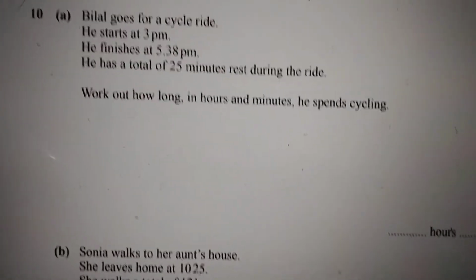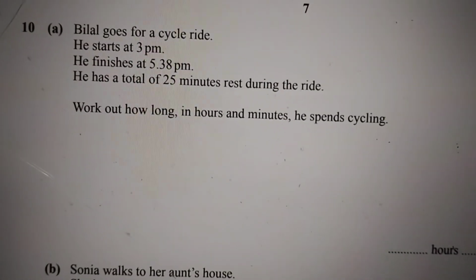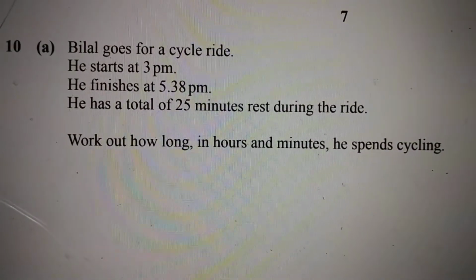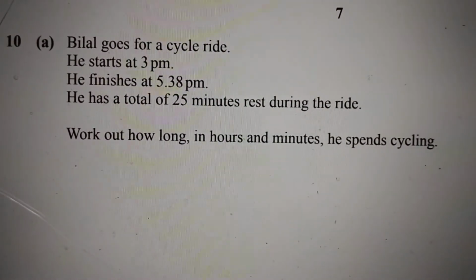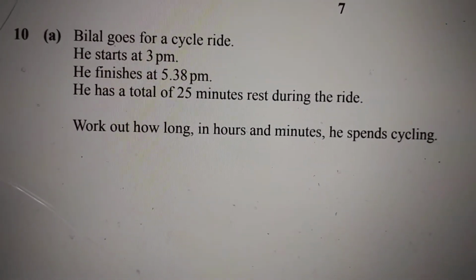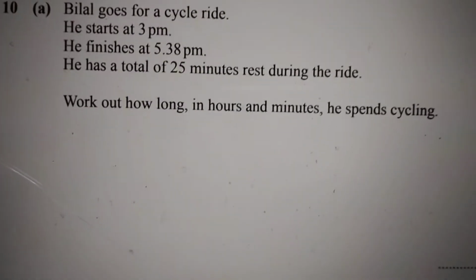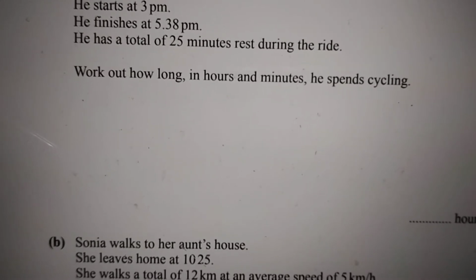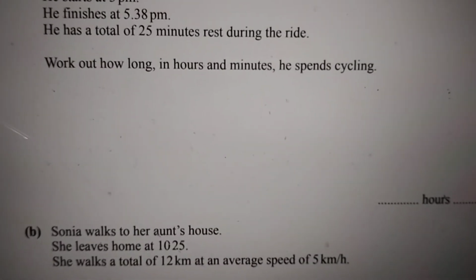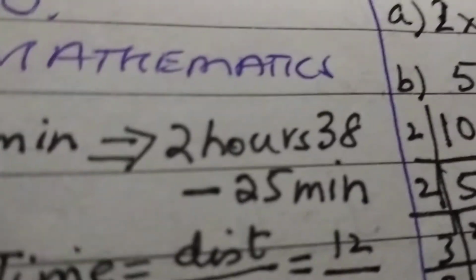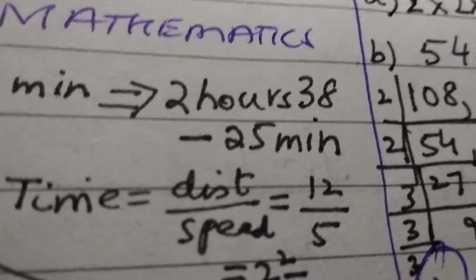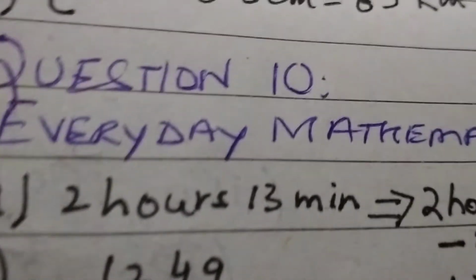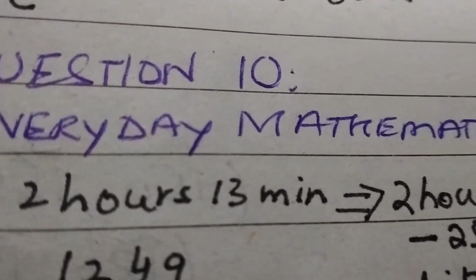Question number 10 is an easy one related to time. Bilal goes for a cycle ride, starts at 3 and finishes at 5:38 p.m. He has a total of 25 minutes rest during the ride. Work out how long in hours and minutes he spends cycling. From the 2 hours 38 minutes, I have subtracted 25 minutes because that was the resting period. So what is the answer? 2 hours 13 minutes. Very simple.